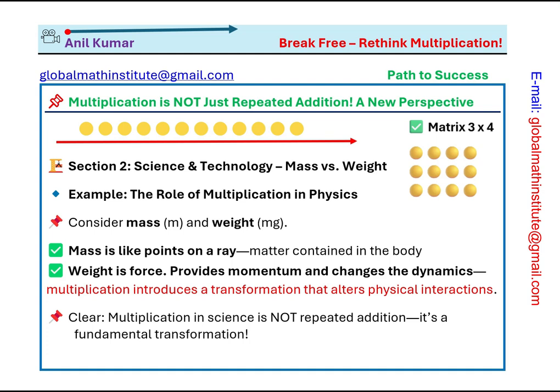That's what our new definition of multiplication has done. That's where it is so important and critical in thinking. Multiplication introduces a transformation that alters physical interactions. Clear? Multiplication in science is not repeated addition, it's a fundamental transformation. You get the idea. So we move from single dimension to two dimensions, and now we're looking into multiplication as a transformation. See, a shift in our thinking, a revolutionary shift in our thinking, unlocking the beauty of multiplication, right?